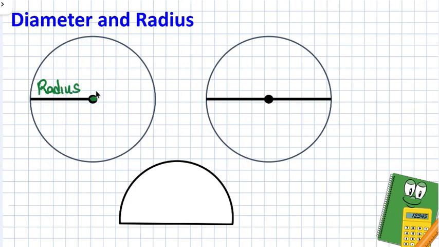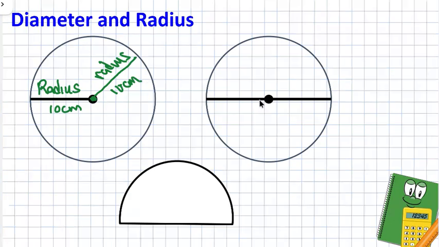I can also draw my radius like this, from this center to another point of a circle. This is also another radius. One thing you need to know is that for a circle, no matter how many radii you have, the values of the radii are always the same. So if this radius is 10 centimeter, this will also be 10 centimeter.